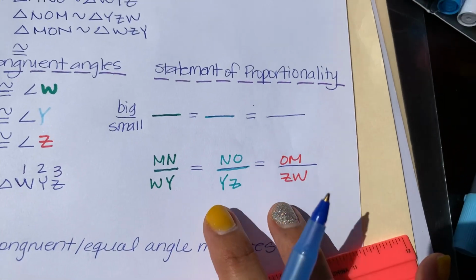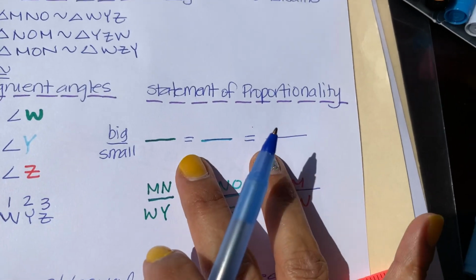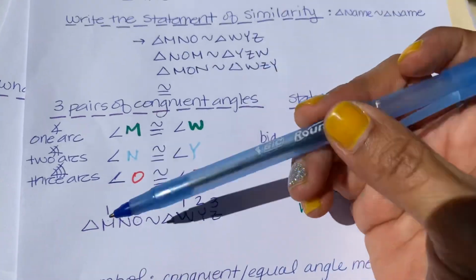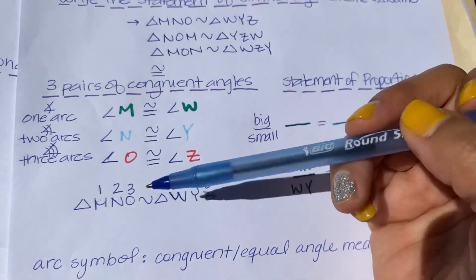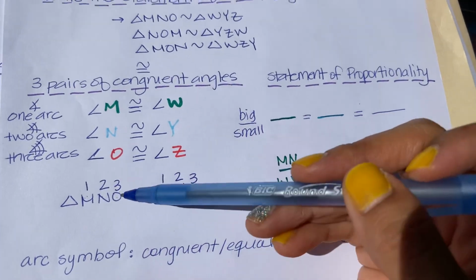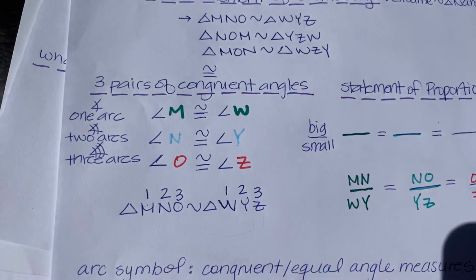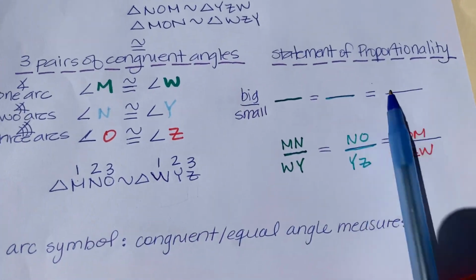Okay, this is the statement of proportionality. What I'm going to put up above is going to reference what we named here. Because remember, the ones went together, the twos went together, and the threes went together in terms of your three pairs of congruent angles, right? Okay, how does it work for sides?